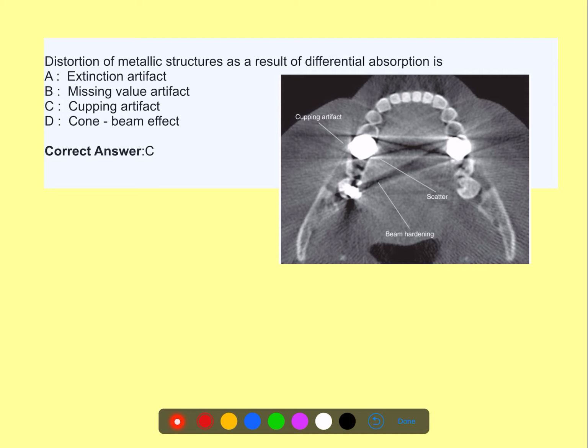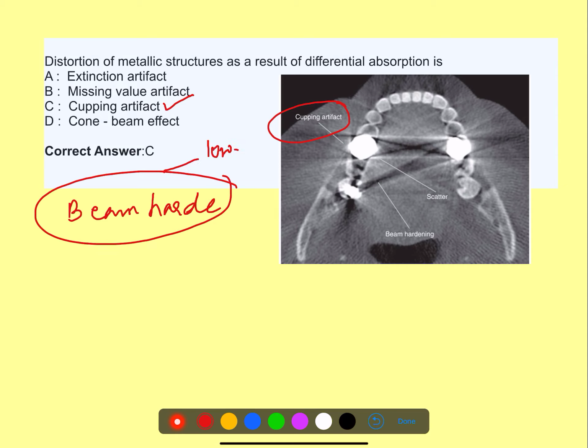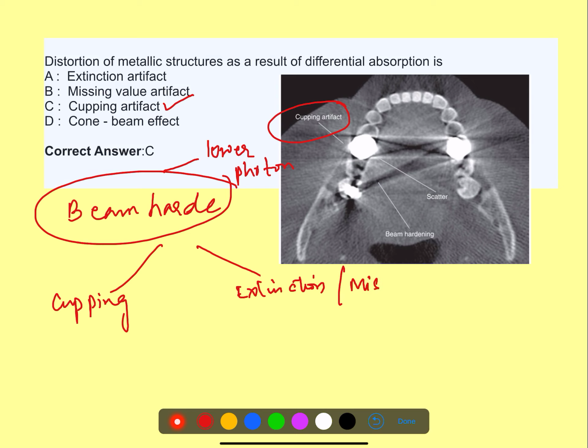This is an artifact image. So the question was distortion of metal structures as a result of differential absorption. So it is cupping artifact. This cupping artifact is due to beam hardening. In beam hardening, lower energy photons are absorbed. And again, this beam hardening is divided into two types of artifacts: cupping artifact, whereas extinction or missing artifact.